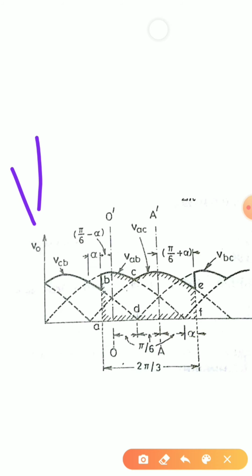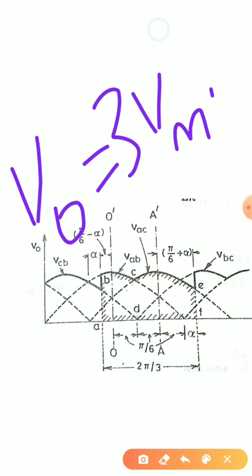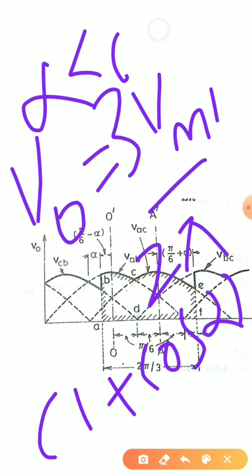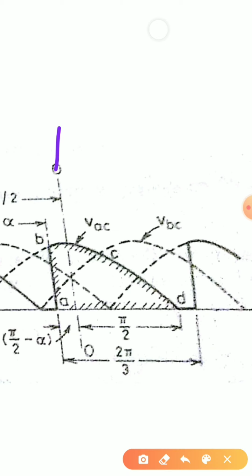So after finally integrating, this is the value that I will be getting: 3 VML by 2 pi into 1 plus cos alpha. This is when alpha is less than 60 degree. This is how we will be deriving when alpha is less than 60 degree. Now let us move on to the second case, when my alpha's value is becoming greater than 60 degree.